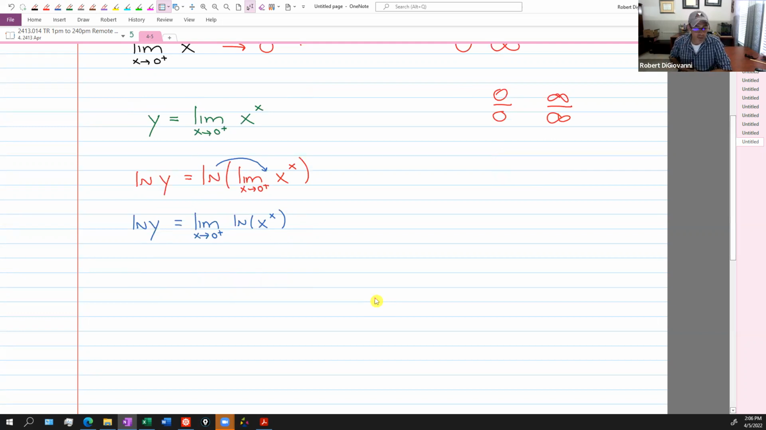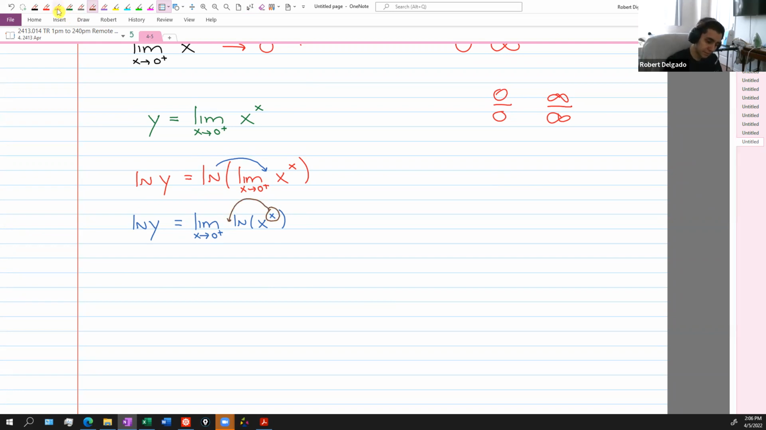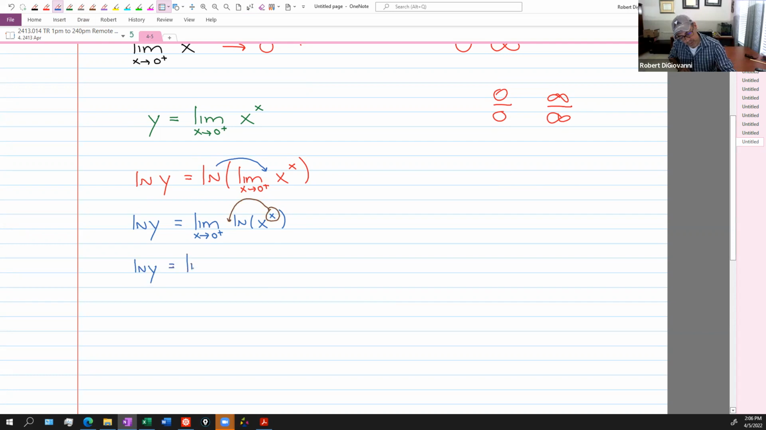What is that going to allow me to do? Take that x and pop it out here. So my next line is natural log y equals the limit as x goes to 0 from the right of x times natural log x. Any questions there?